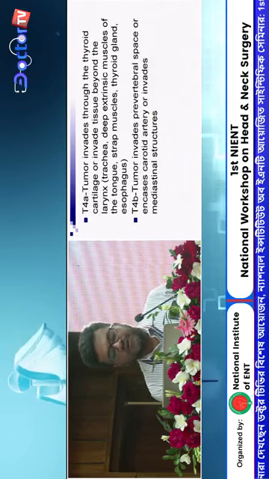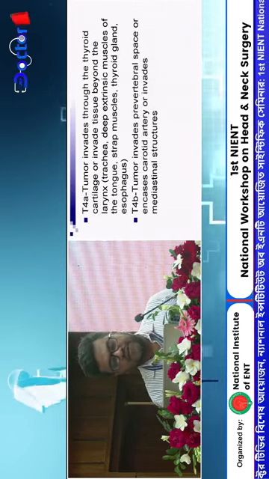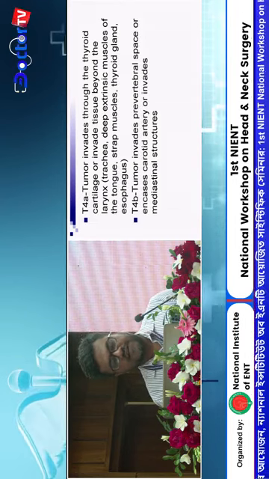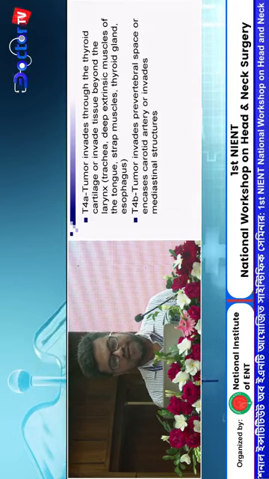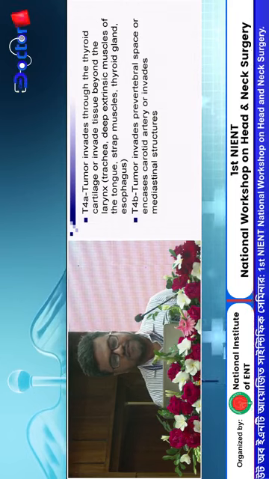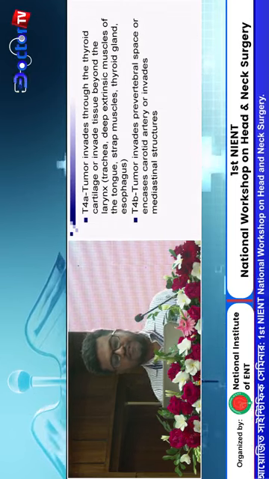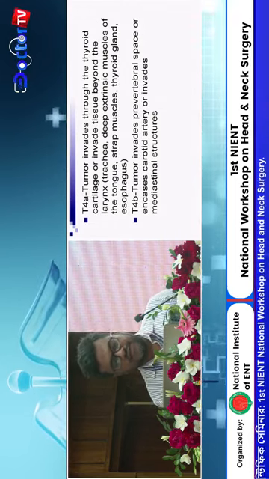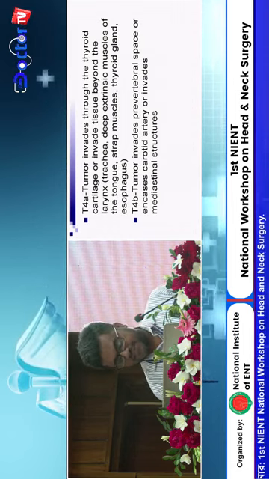T4A: tumor invades through the thyroid cartilage or invades tissue beyond the larynx. These include the trachea, deep intrinsic muscles of the tongue, strap muscle, thyroid gland, and esophagus. And T4B: tumor invades prevertebral space or encases the carotid artery or invades mediastinal structures.